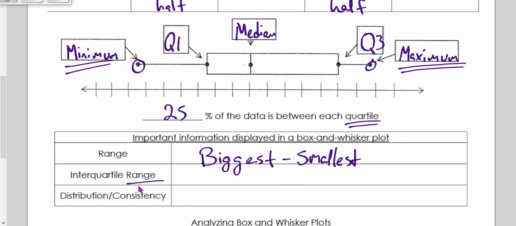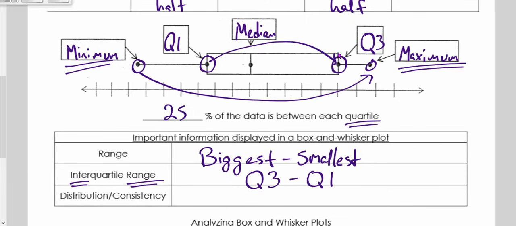The interquartile range, you can see the word range there again, but now it's the interquartile range. That means between the quartiles. So now instead of talking about the biggest and the smallest, we're talking about the left side of the box and the right side of the box. That's Q3 minus Q1. How far is it from there to there? So the range is talking about how far is it from here to there. The interquartile range is just talking about the box part of the box and whisker. How far is it from one end of the box to the other? The distribution and consistency is more of just a general idea.